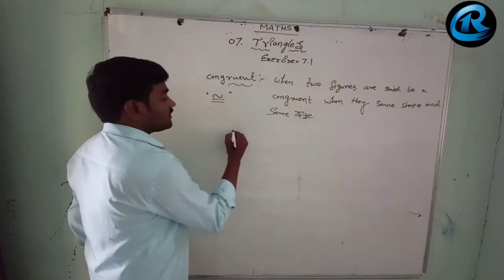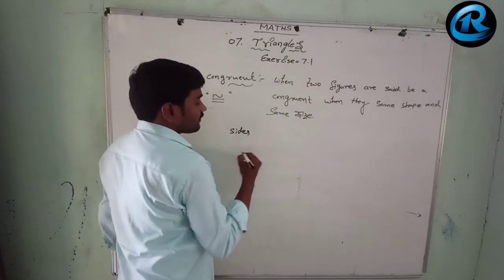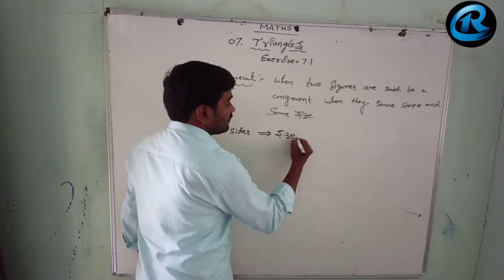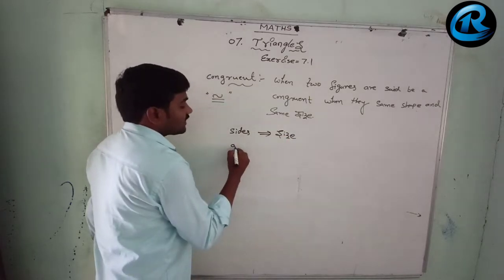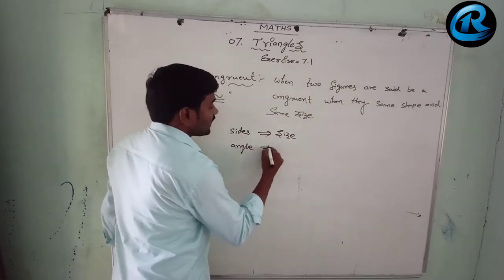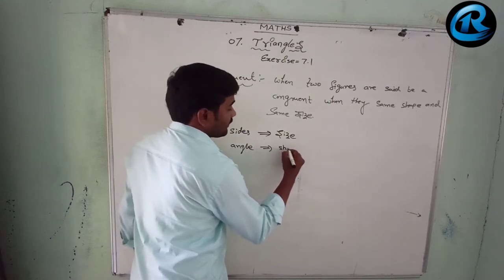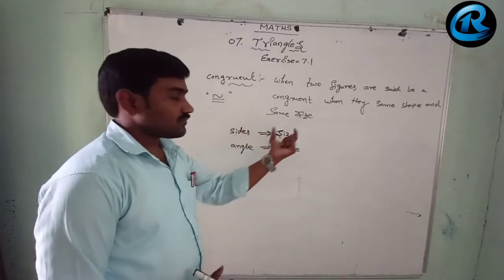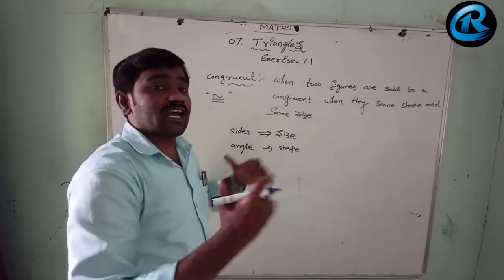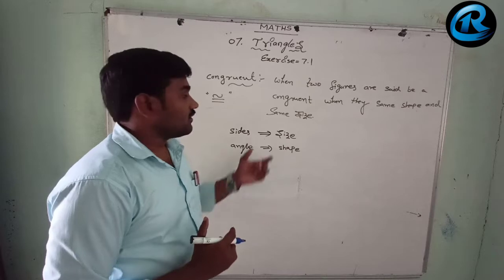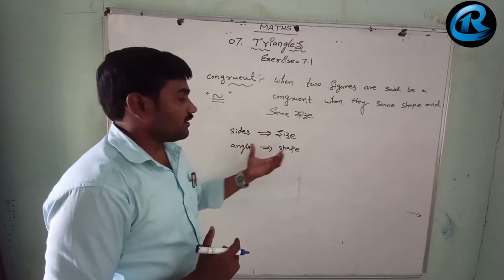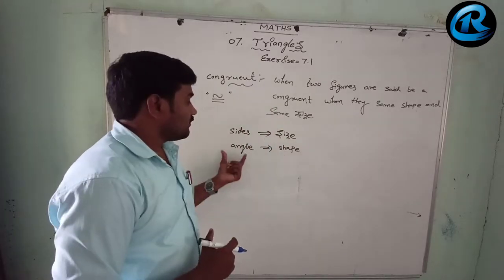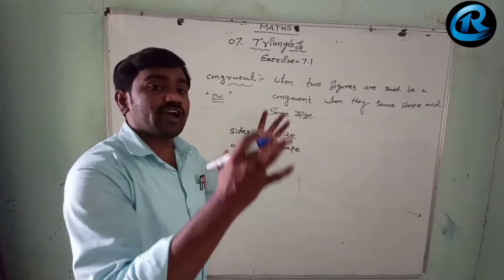Here always the sides will tell us about the size, and angles will tell us about the shape. So the sides will tell what is the size of an object or a figure. Based on sides, the size depends. Based on angles, the shape of the object depends.